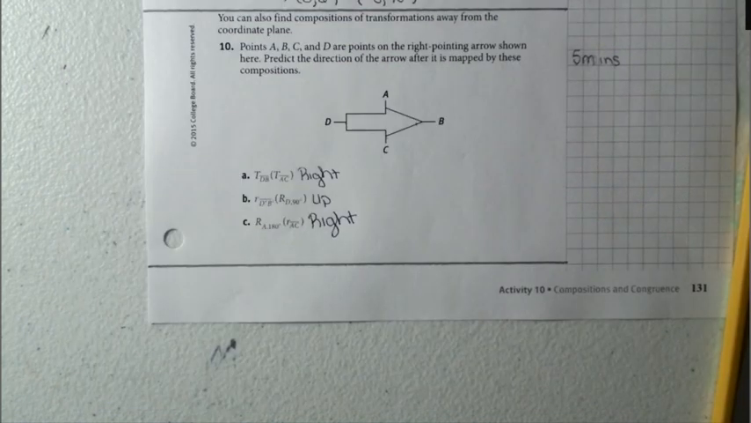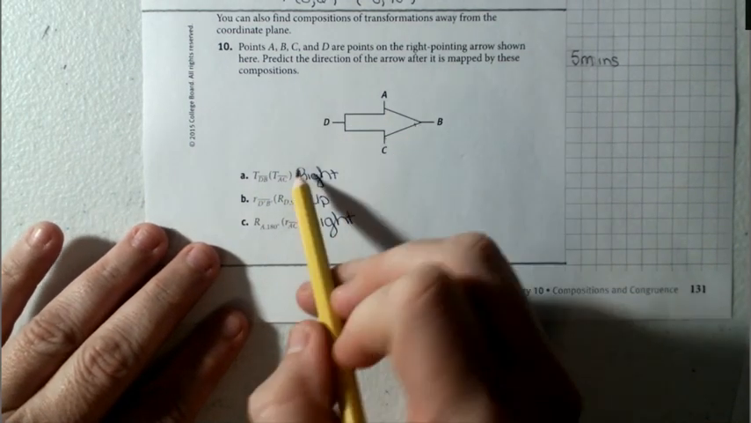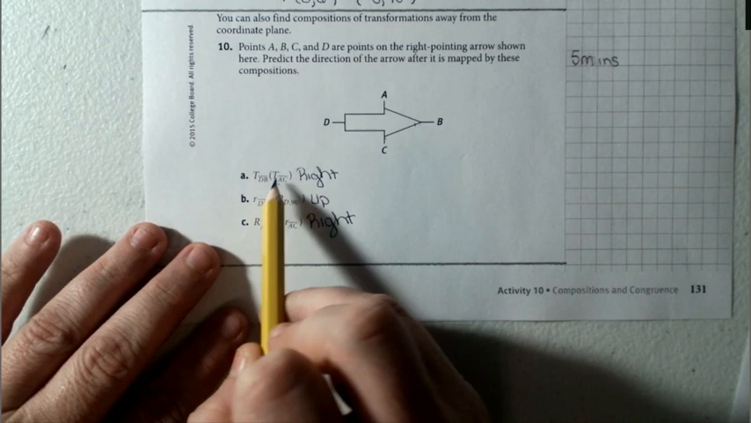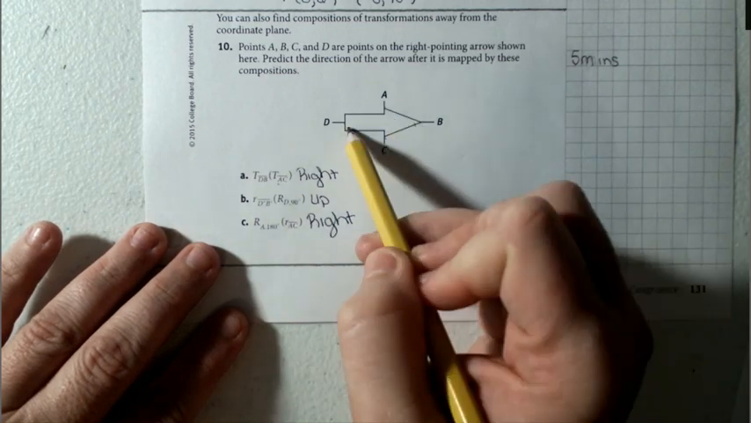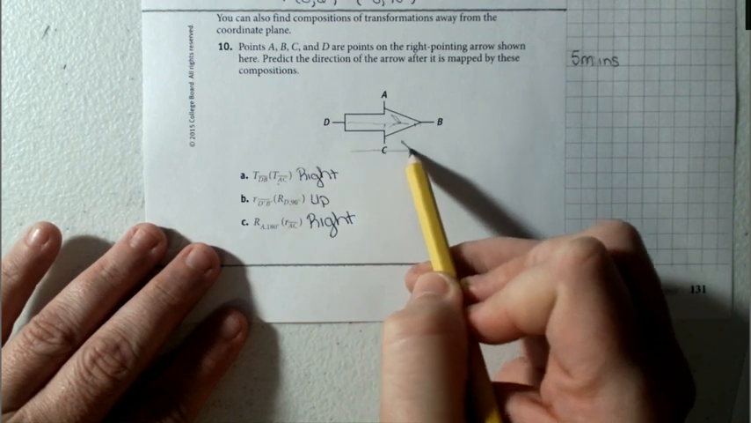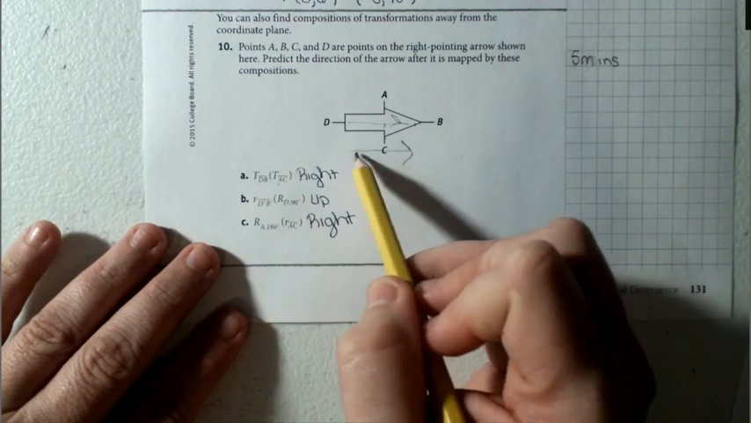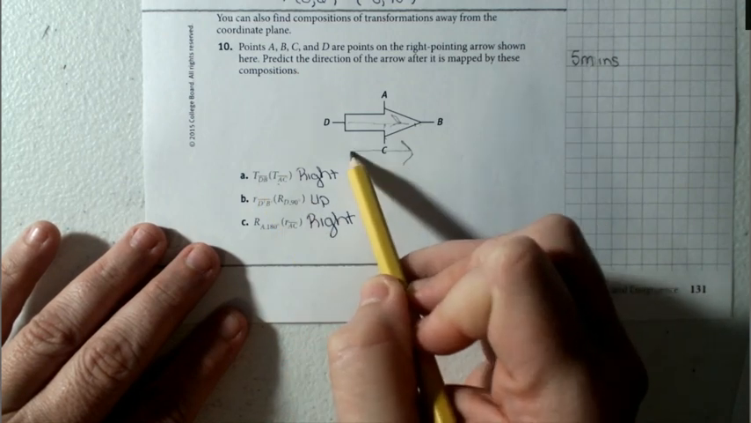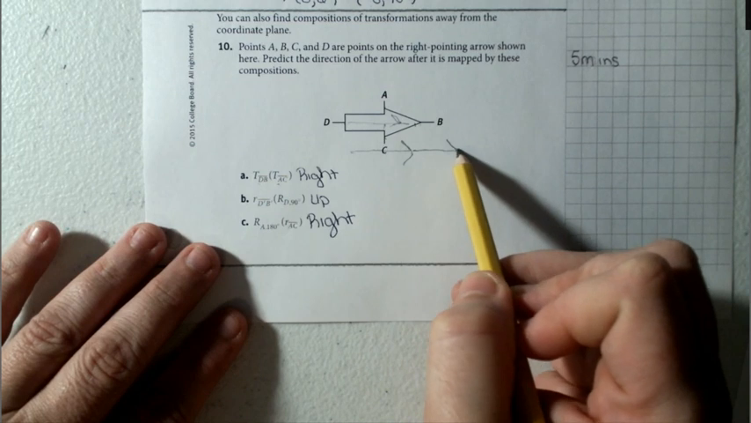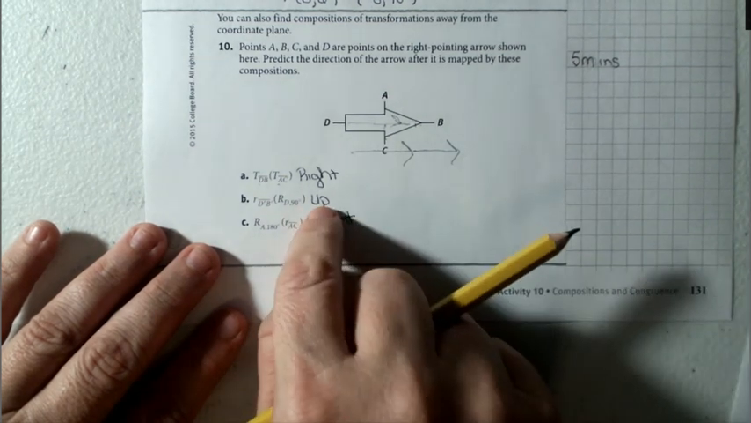The answers to question number 10 have now been provided for us. I visualized this by taking a little picture and I said, okay, if the arrow points this direction and I want to first translate it by AC, that means I'm going to move the arrow from being here to being here. Then from there it says translate DB. So that means I'm going to move from here all the way up to here. So now my arrow never changed directions. It's still going to be pointing to the right.